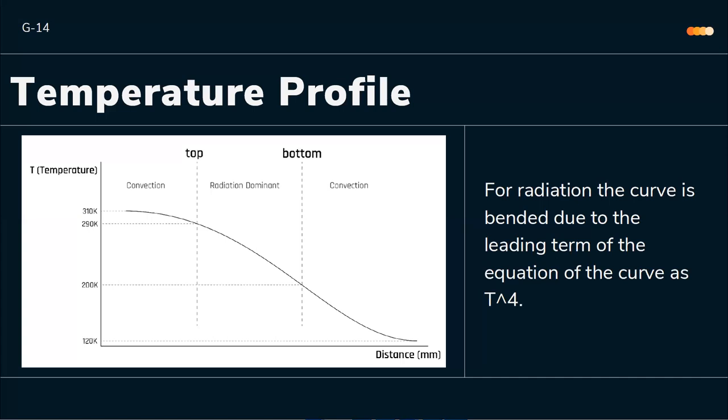The change in temperature in the bottom side of the sheet is greater than the change in the top side of the sheet. Hence, we can conclude that the magnitude of the slope is increasing as we move to the bottom of the sheet from the top of the sheet. That is, the curve is concave in nature. Therefore, the curve in the middle part of the temperature profile is concave and bent.